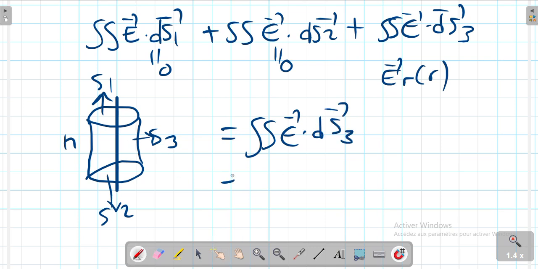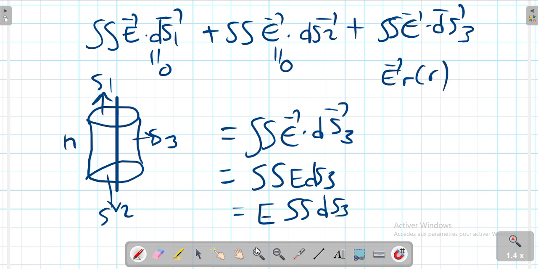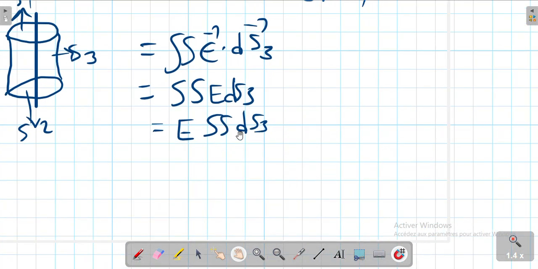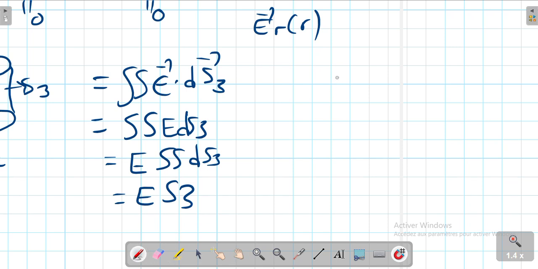So now here you can convert it into a scalar. You're going to have double integral E ds3. Then the E is only dependent on the radius, so the E can go outside. Always the E goes outside. So we're going to have ds3. Then the integral on a surface is always that surface, E S3. Now the question is, what is S3? S3 is the surface of the cylinder.